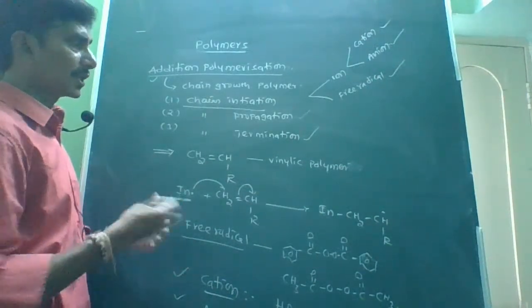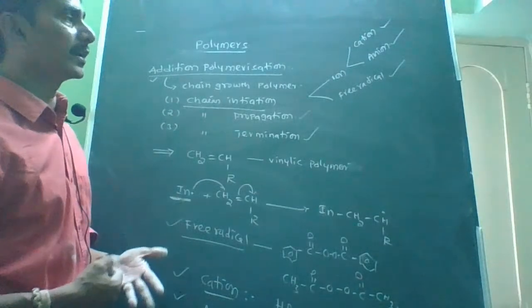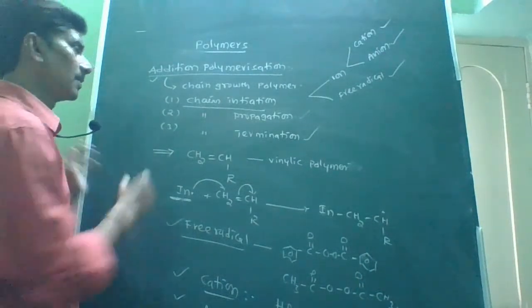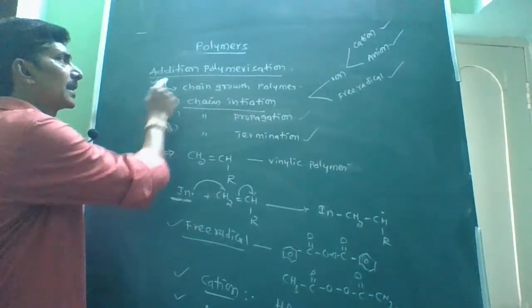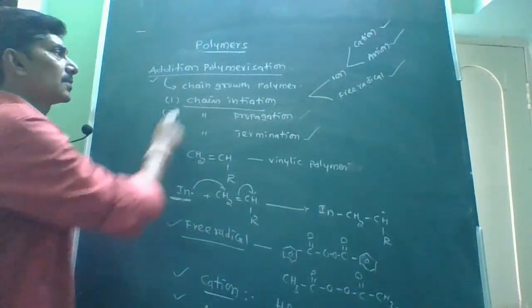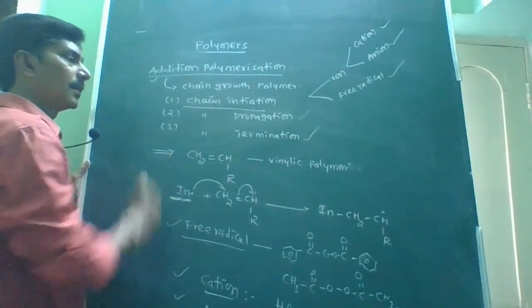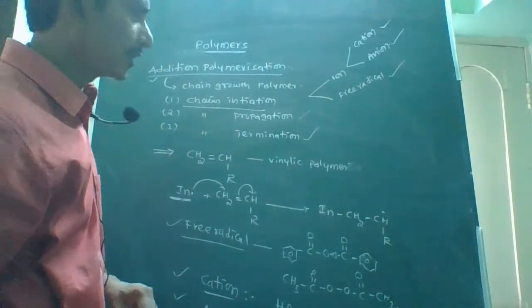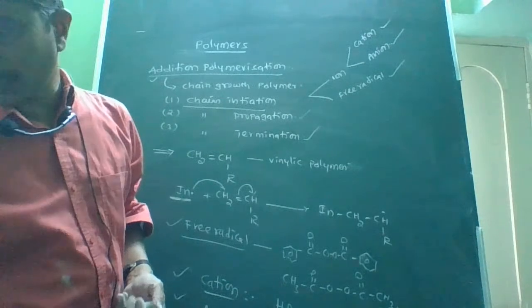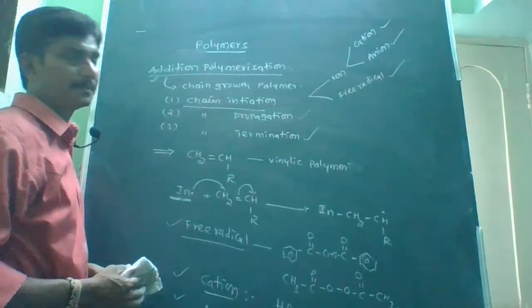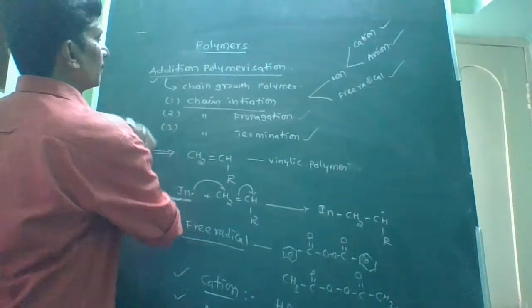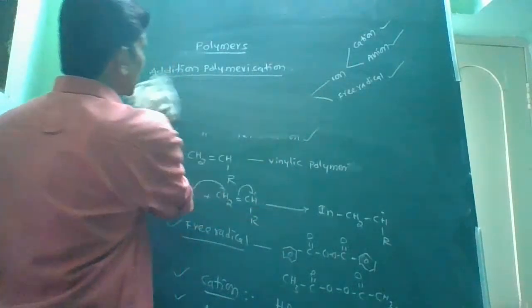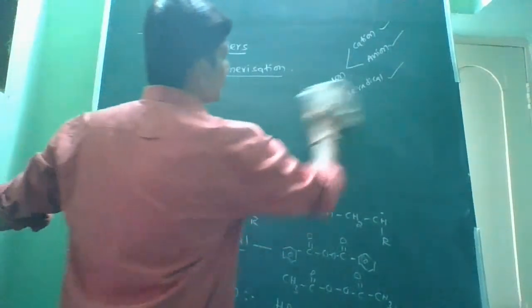Now, what about the addition polymers? Those where the monomers join without eliminating any byproduct to form a polymer are known as addition polymers. They are called chain growth polymers or vinylic polymers. They contain three steps: chain initiation, propagation, and termination. Let's see some examples of addition polymerization.